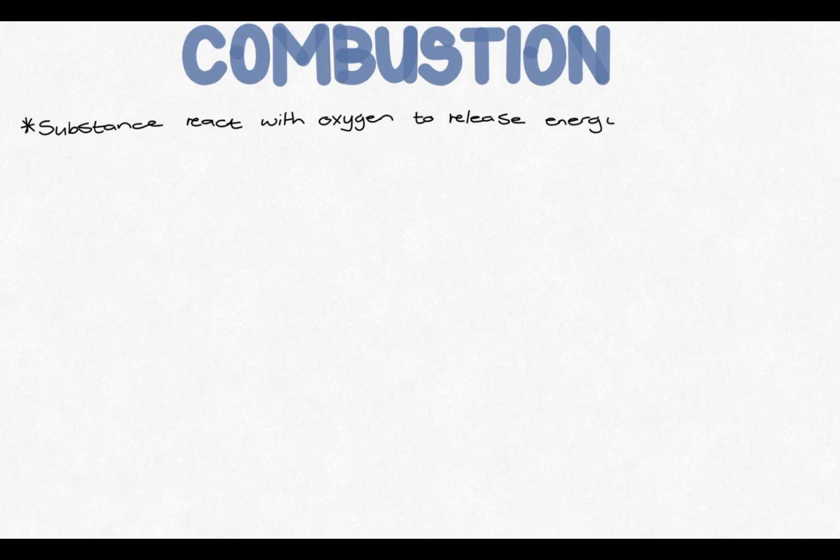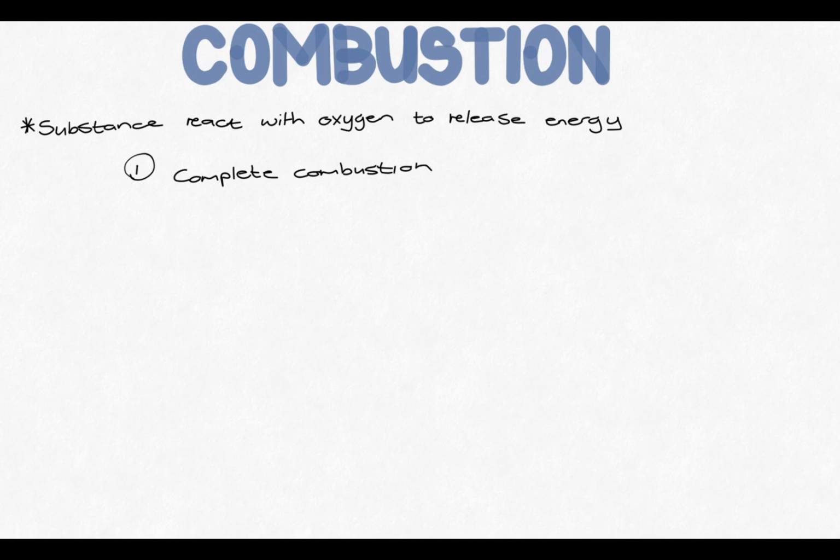Now combustion is a process where a substance reacts with oxygen to produce usually carbon dioxide and water. And this then releases energy in the form of either heat or light. So we get two types of combustion. We get complete combustion and then also incomplete combustion.